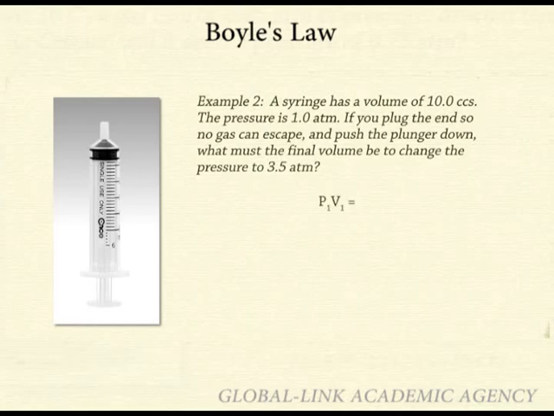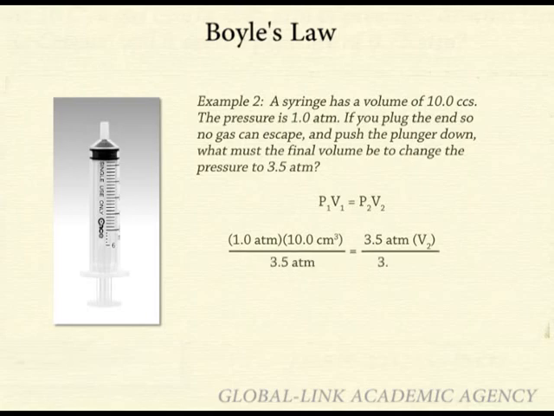P1V1 is equal to P2V2. 1.0 atmospheres times 10.0 centimeters cubed is equal to 3.5 atmospheres times V2. Solve for V2, divide both sides by 3.5 atmospheres. 1.0 atmospheres times 10.0 centimeters cubed over 3.5 is equal to V2. V2 is equal to 2.9 centimeters cubed.